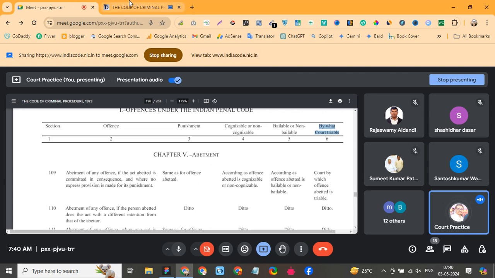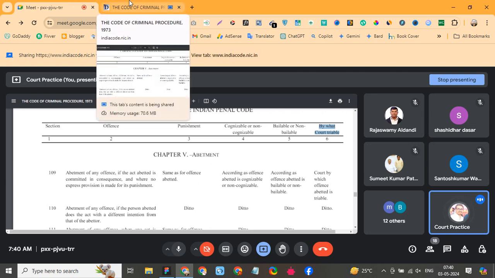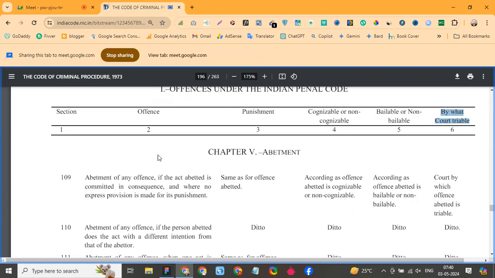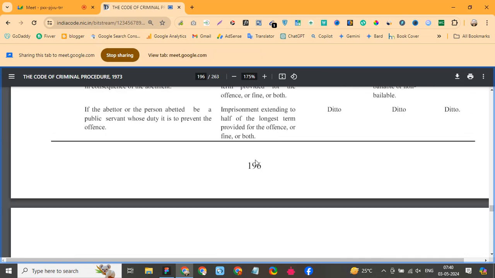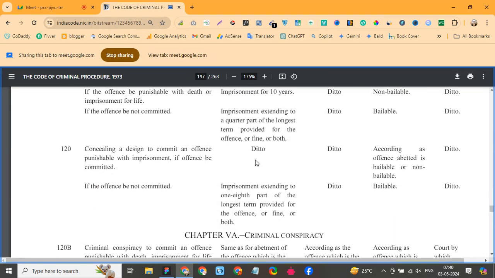As advocates we should remember this, and along with it you will get proper knowledge of which court the matter is triable in, and in which court you are going to apply for bail as a lower court. So these are the particular scenarios. If we go through it section by section, you can realize many things.